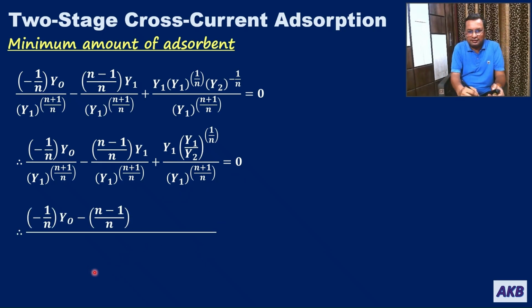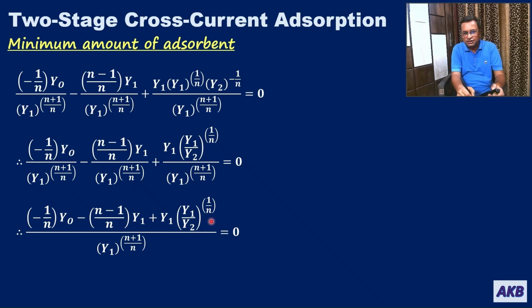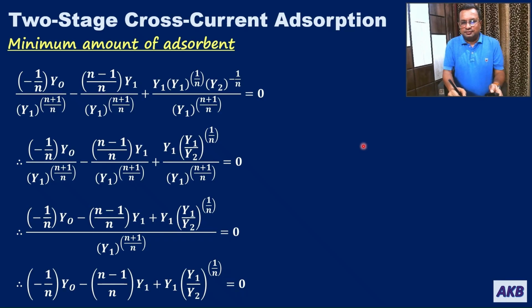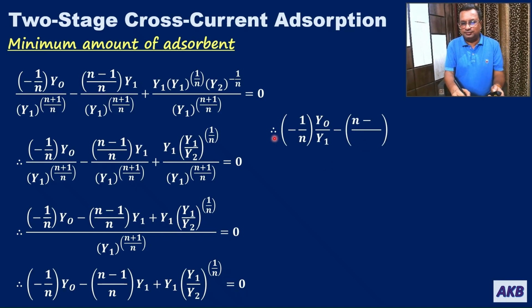So in the next step, I will have the common denominator. So it is minus 1/n into capital Y0 minus (n minus 1)/n into capital Y1 plus capital Y1 into (capital Y1 by capital Y2) raised to 1/n, and in the denominator it will be capital Y1 raised to (n plus 1)/n, is equal to 0. In the next step, if this term goes to this side, it will be 0. So that's why it is minus 1/n into capital Y0 minus (n minus 1)/n into capital Y1 plus capital Y1 into (capital Y1 by capital Y2) raised to 1/n, that is equal to 0. So in the next step, I will divide with capital Y1 throughout the equation.